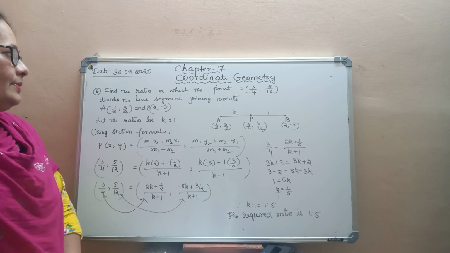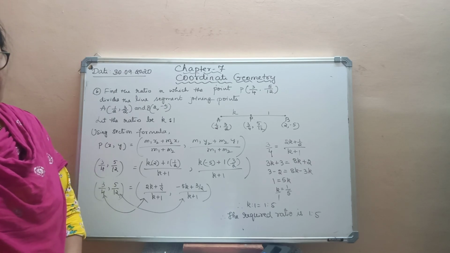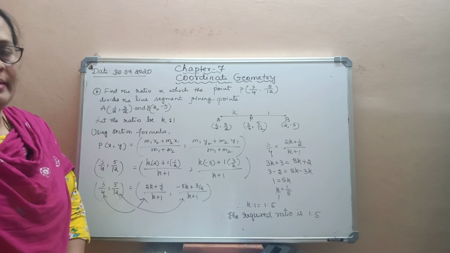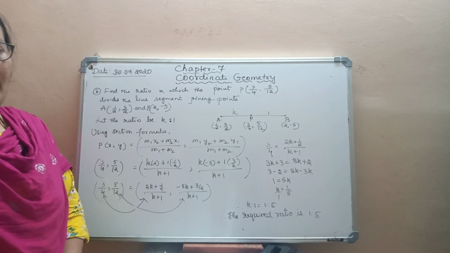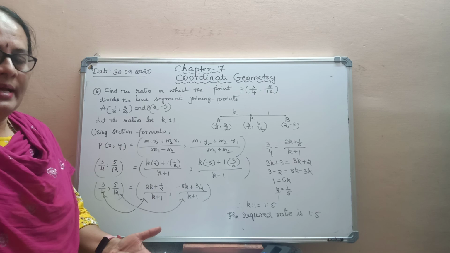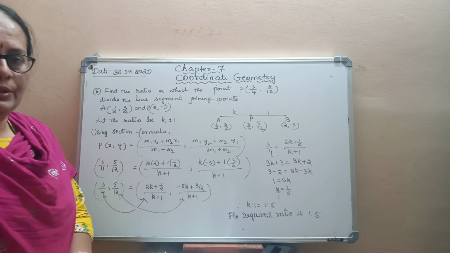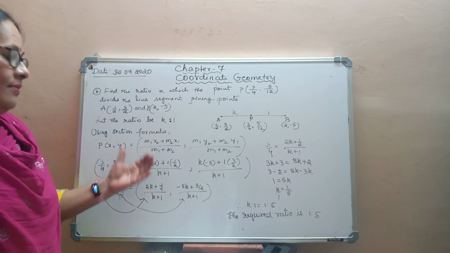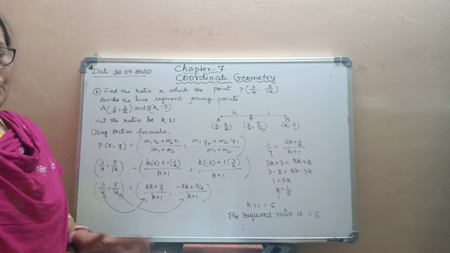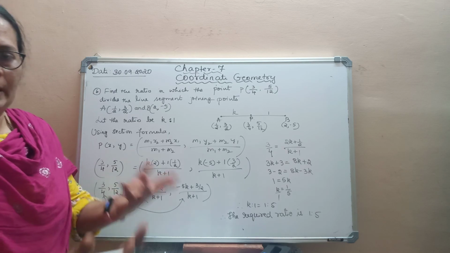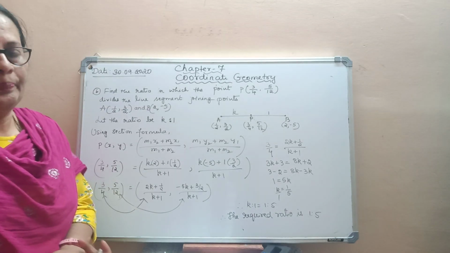I hope you understood how to find the ratio using the section formula and its special cases. That is, one is the midpoint formula, and then when the line is trisected, the ratio is 1:2 and 2:1. And when the line is divided into 4 equal parts, the ratios will be 1:3, 1:1 and 3:1. We can use the midpoint formula also.